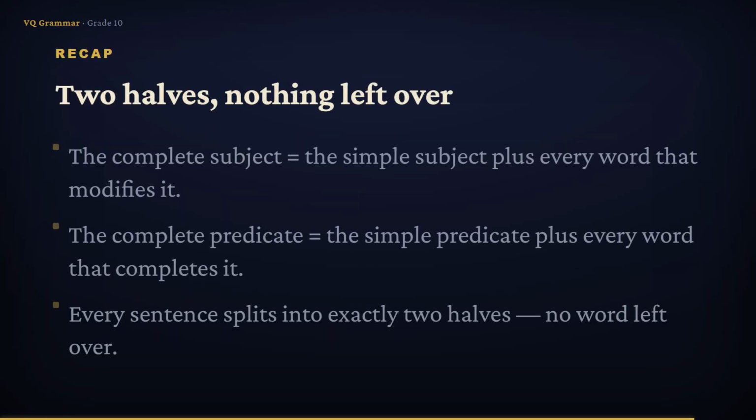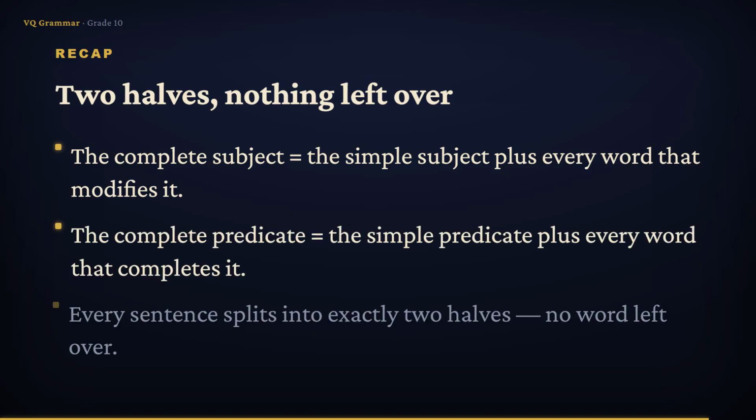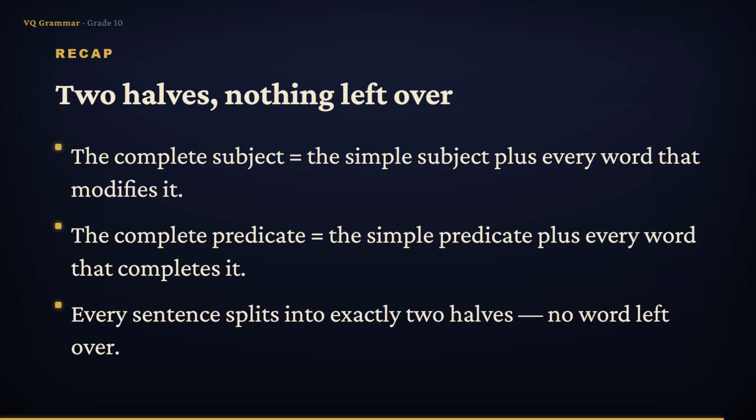Let's pull it all together. The complete subject is the simple subject plus every word that modifies it. Not just the core noun, but the whole stretch that names who or what the sentence is about. The complete predicate is the simple predicate plus every word that completes or modifies it, the verb and everything trailing behind it. And every sentence divides into exactly 2 halves. Draw one line, and each word lands on the subject side or the predicate side, with nothing stranded in between.